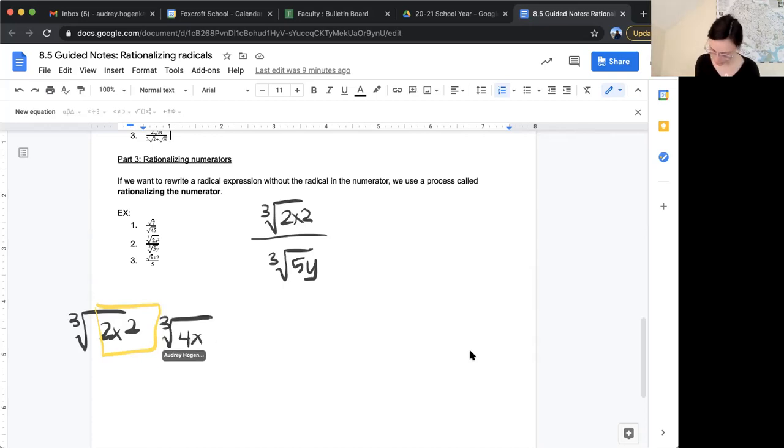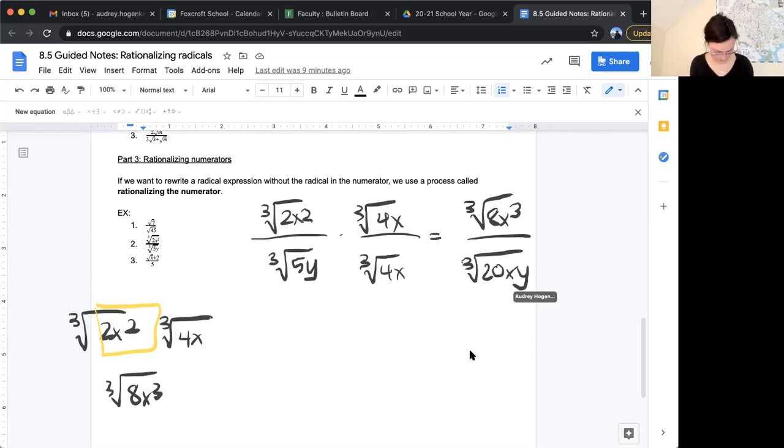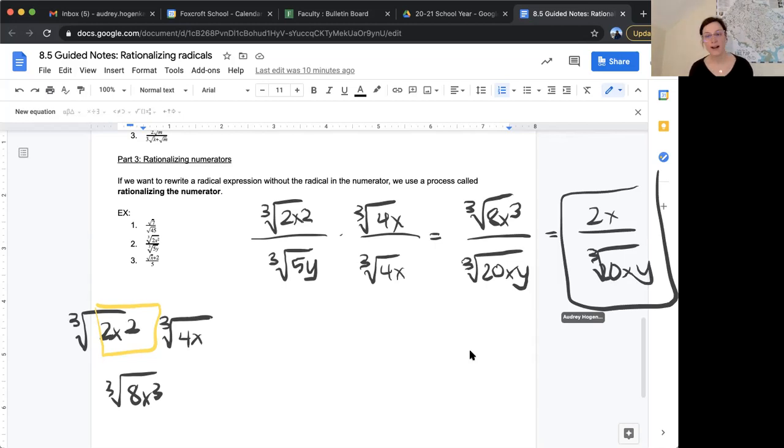So if we multiply by the cube root of 4x, we will get the cube root of 8x cubed, which is a perfect cube, which would then eliminate our radical. So we're going to multiply both sides of this by the cube root of 4x. As we talked about, in our numerator, we're going to get the cube root of 8x cubed. And then in our denominator, we are going to get the cube root of 20xy. And then the cube root of 8x cubed is 2x over the cube root of 20xy. So again, not a very pretty answer, but my radical is out of the numerator, which is what I wanted.